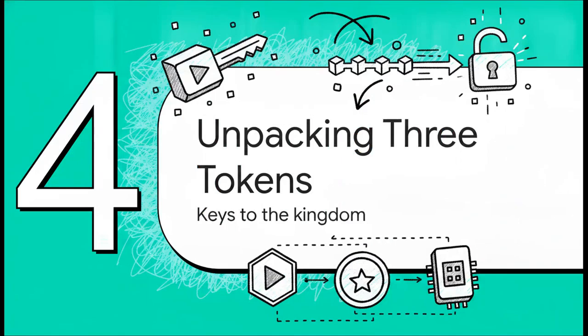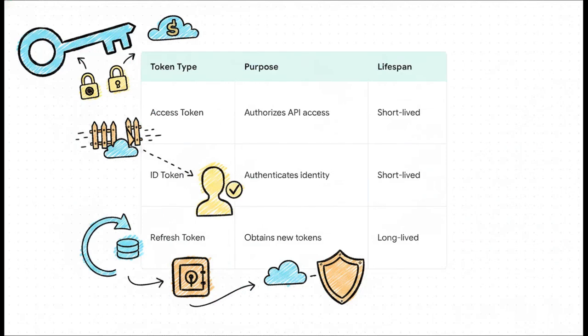Next up, Section 4, Unpacking the three tokens. These are the keys to the kingdom. Spotify doesn't just get one master key from that server-to-server exchange we talked about. It typically receives 3 different tokens, each with a very specific job. First up is the access token. This is what Spotify uses to access Google's protected APIs to get your profile data. It's intentionally short-lived to minimize damage if it ever gets stolen.